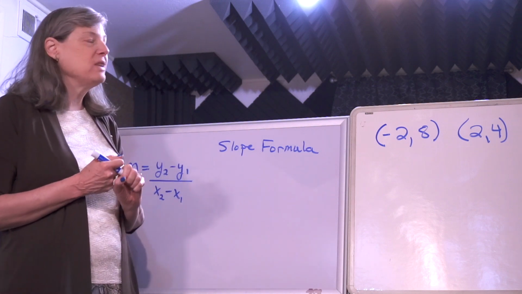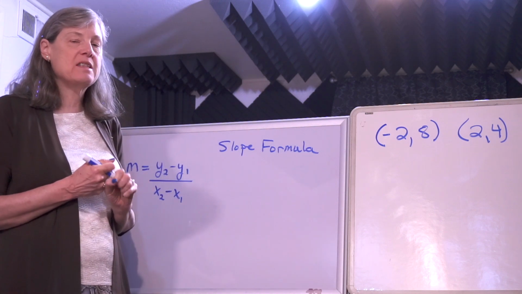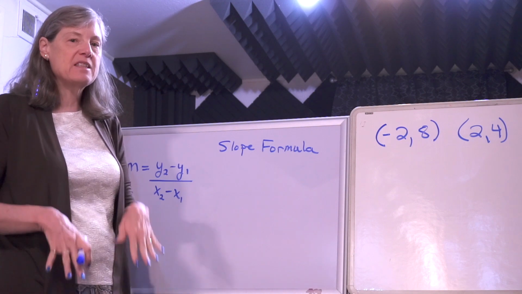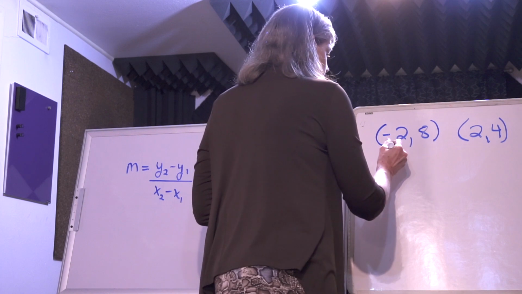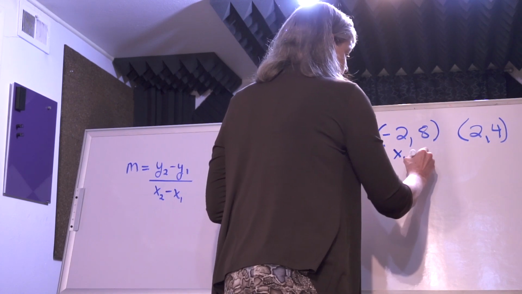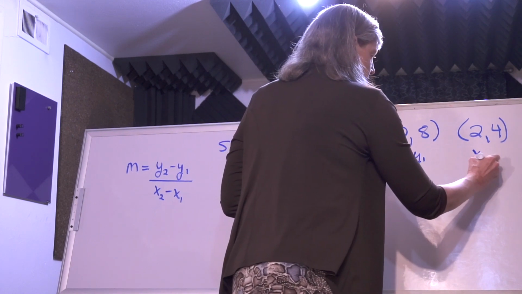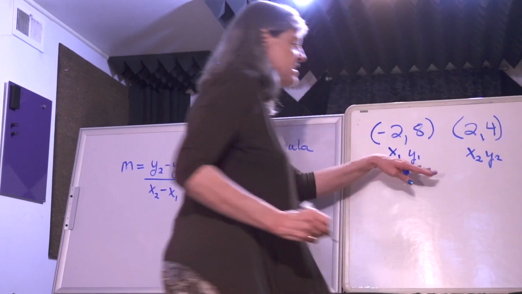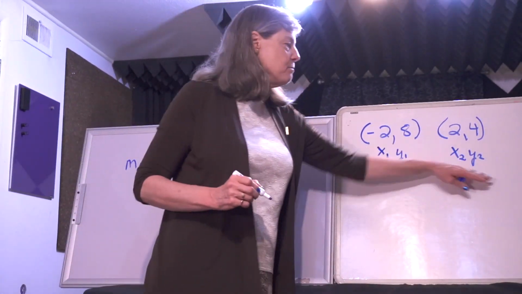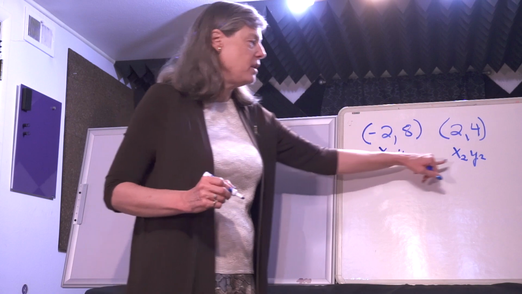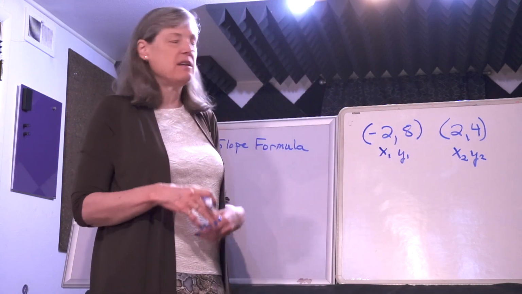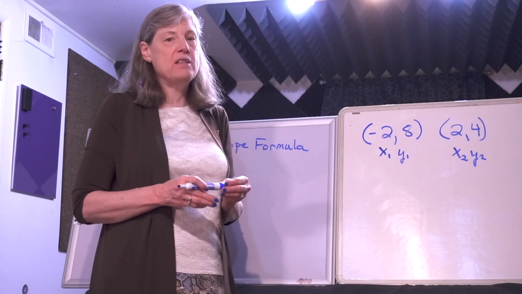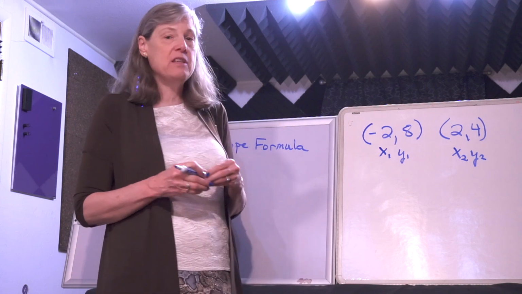So I'm going to label them, and we use what's called sub numbers. So sub, like submarine, they go down. So I'll call this point, so this is my first point and my second point. So this is x sub 1, y sub 1, x sub 2, y sub 2. If I had 15 points, I'd keep going. X sub 3, y sub 3, x sub 4, y sub 4, x sub 5, y sub 5, etc.